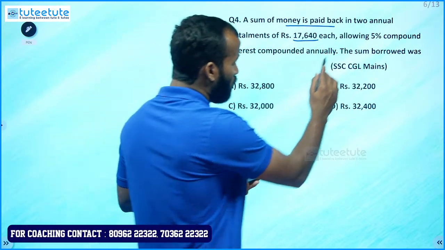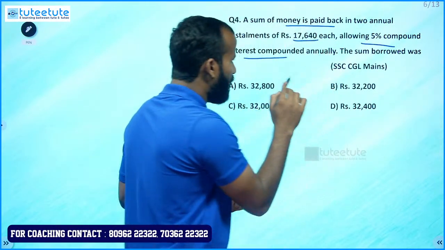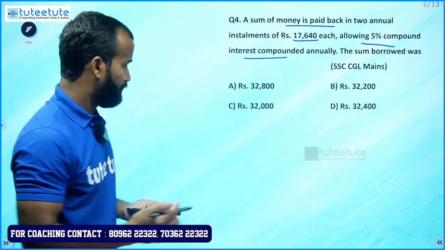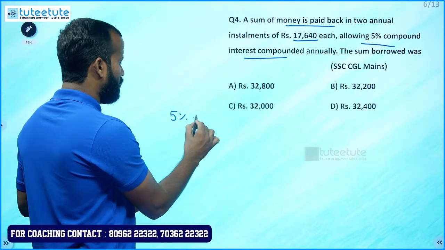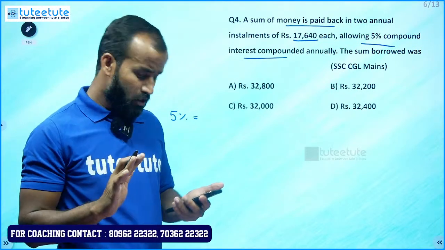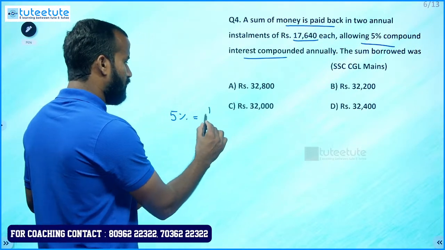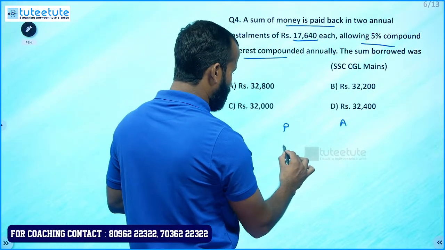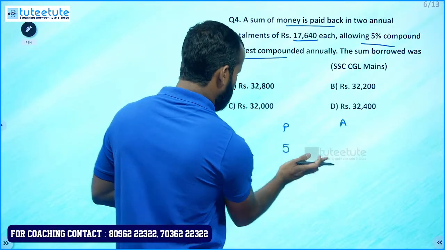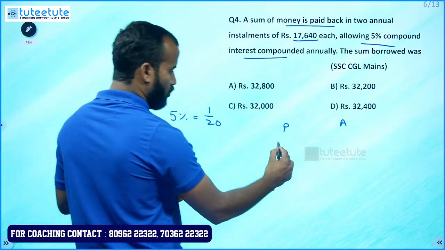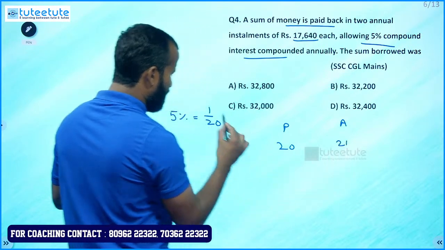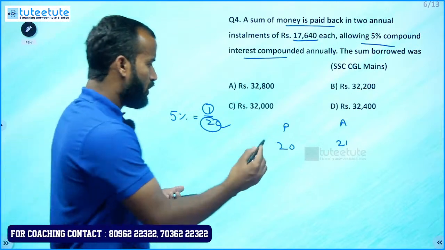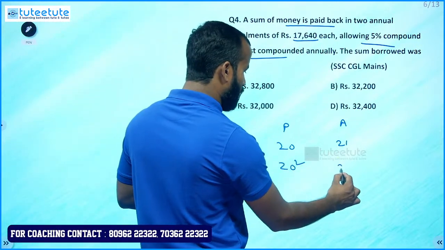Allowing 5% compound interest compounded annually, the sum borrowed was, in 2 equal annual installments. So 5%: percentage to fraction value, fraction to percentage value, you have to know. So 5% means 1 by 20. Principal 20, amount will be 21. 1 by 20 means 20 will be the principal, 1 part will be the interest. So 20, 21. Next year 20 square, 21 square.